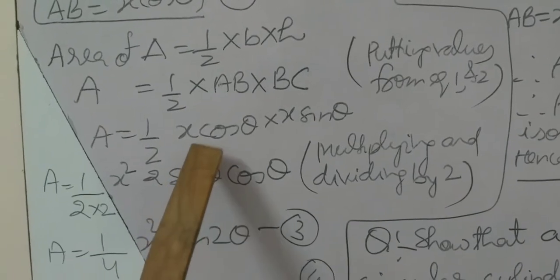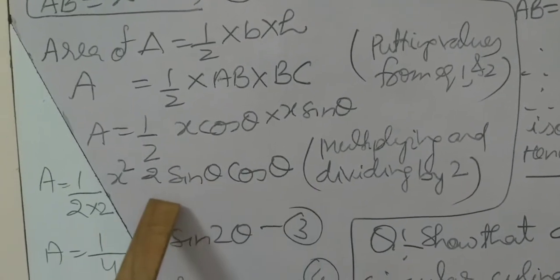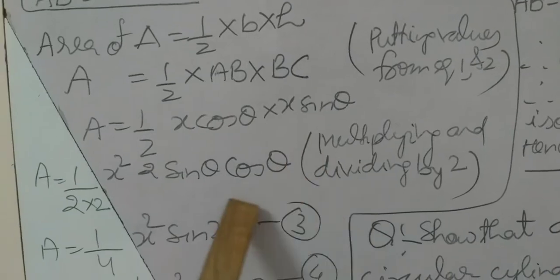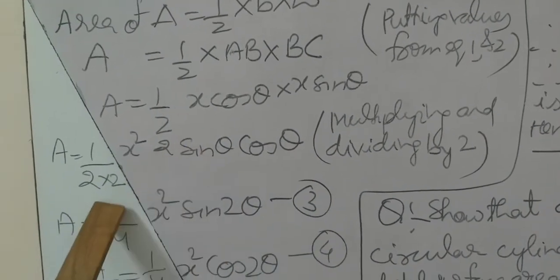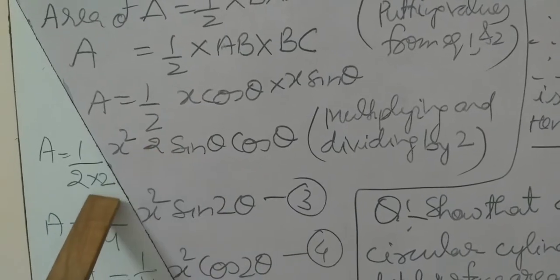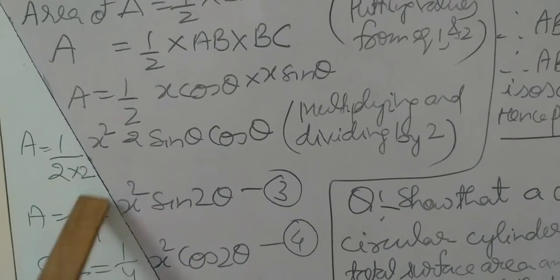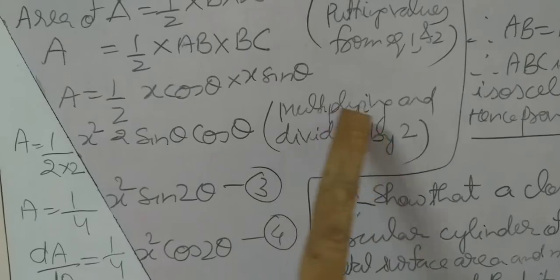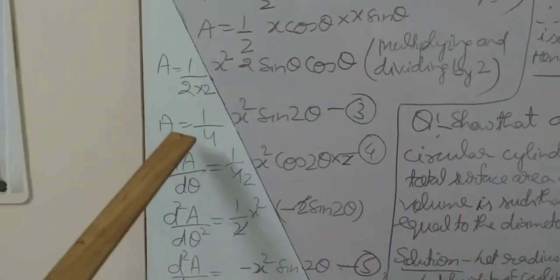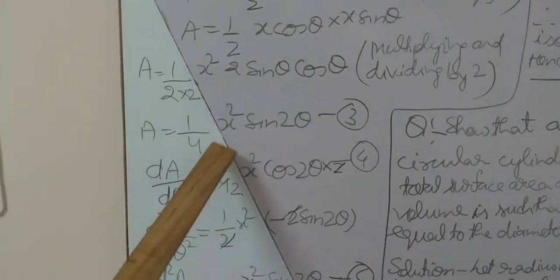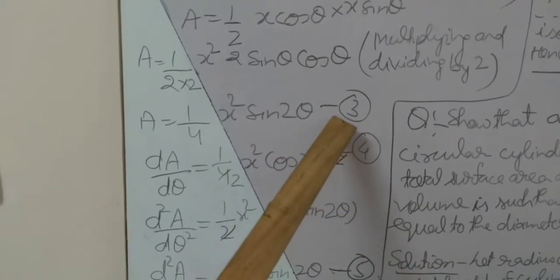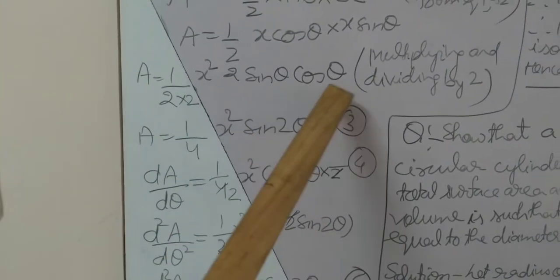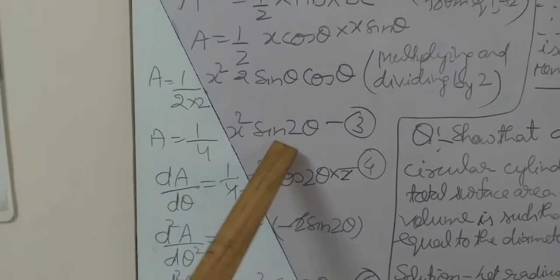Now students, I want to change it into the sin 2 theta formula. That's why we multiply and divide it by 2. Okay, I have mentioned here multiply. So area of triangle equals 1 upon 4 x square sin 2 theta. Equation number 3. Because 2 sin theta cos theta equals sin 2 theta.